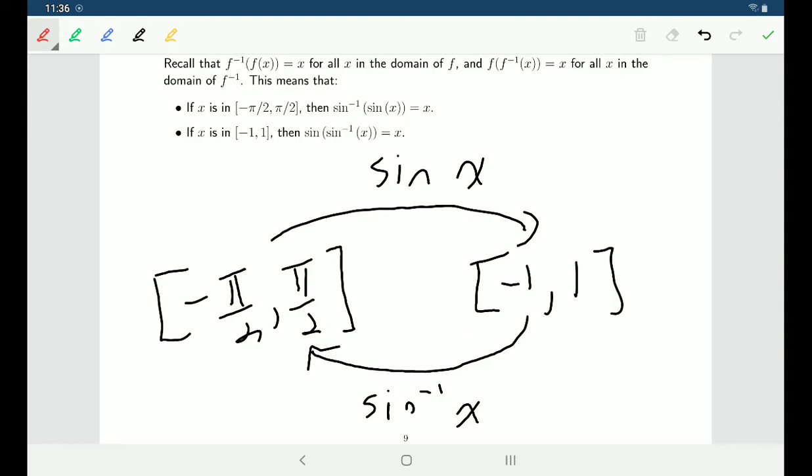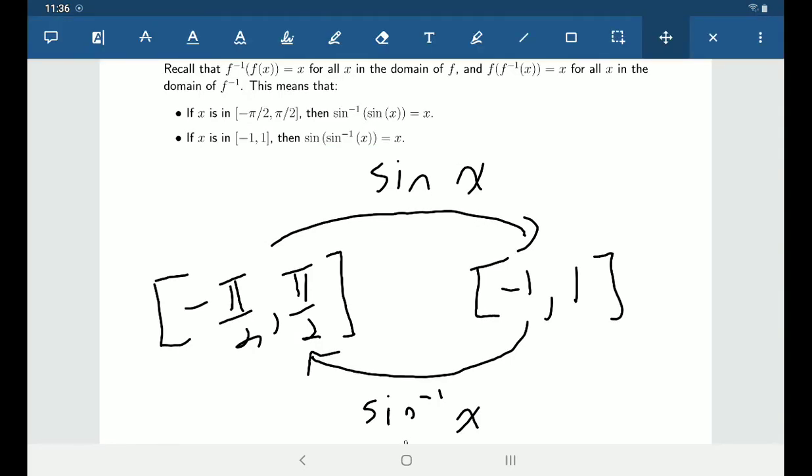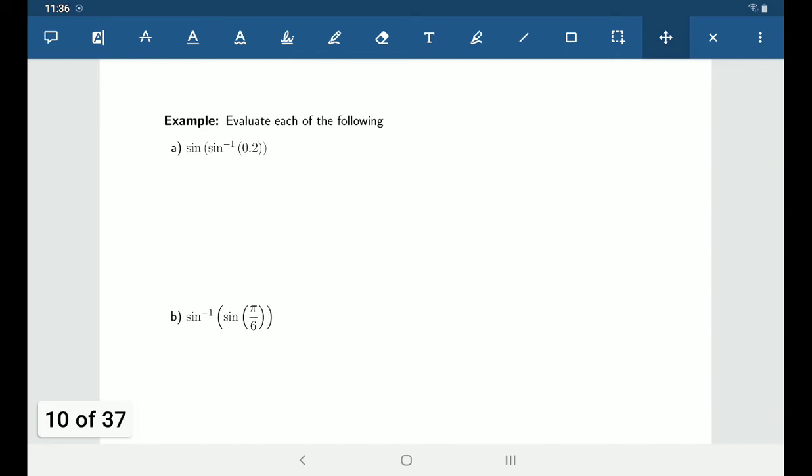And if you were taking a value between negative 1 and 1 and putting it into the inner function here, sine inverse would take your number and give you an angle between negative pi over 2 and pi over 2, and then sine of that would return you back to where you started. So again, sine of sine inverse would bring you back to x, and there you go. So for the next two problems, these are both fairly straightforward.